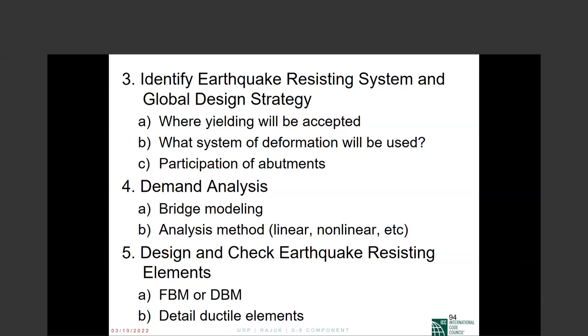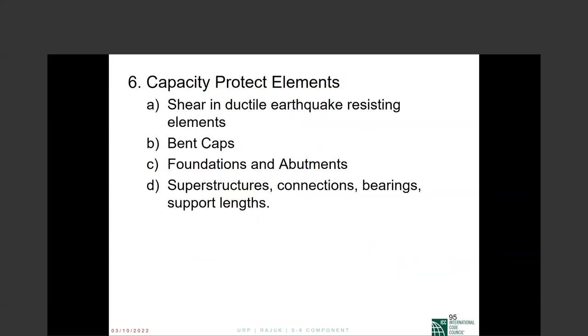And then you have to design and check the earthquake resisting element. You could use a force base or you could use a displacement base. You will do a detailed ductile element design. You have to do a capacity protection: the shear, the bent caps, the shear inside the columns, the bent caps, the foundation and the footings, and the superstructure connections and the bearing.